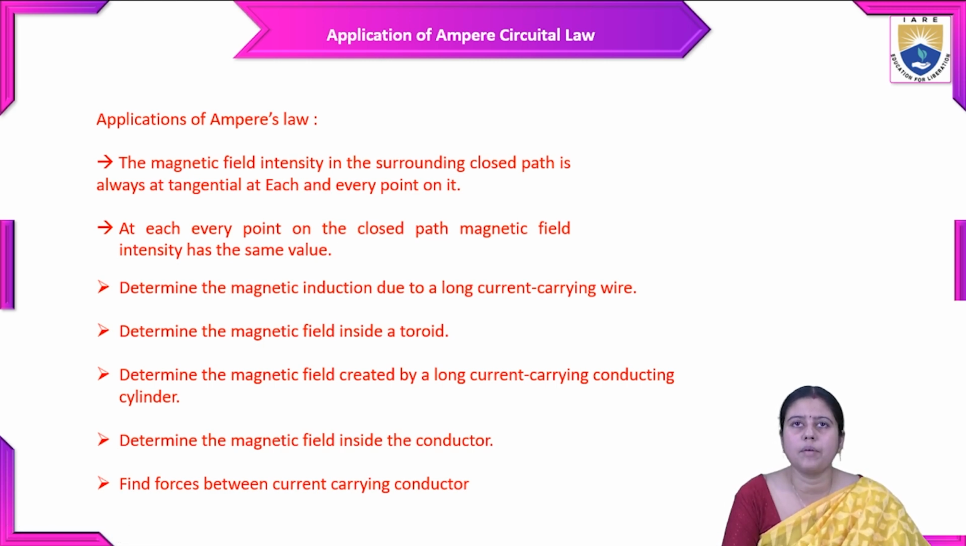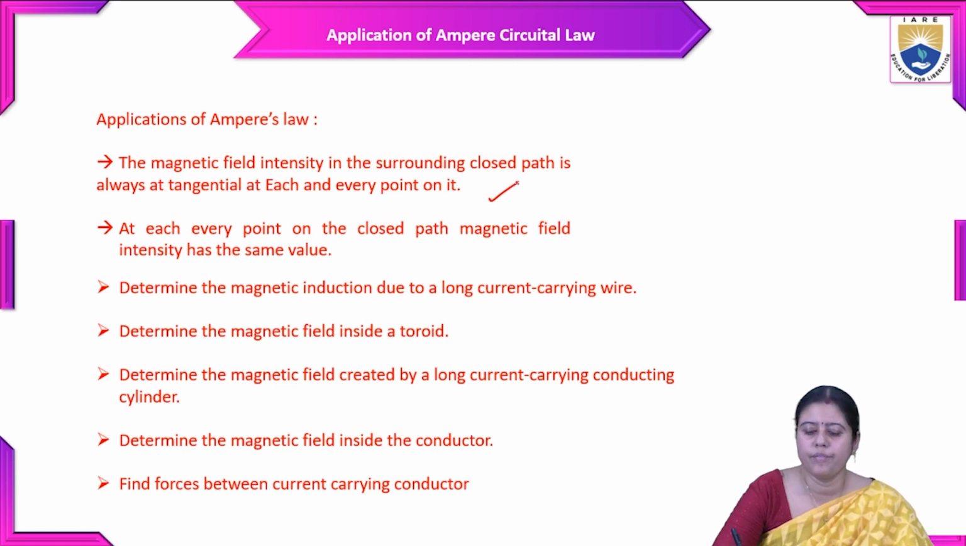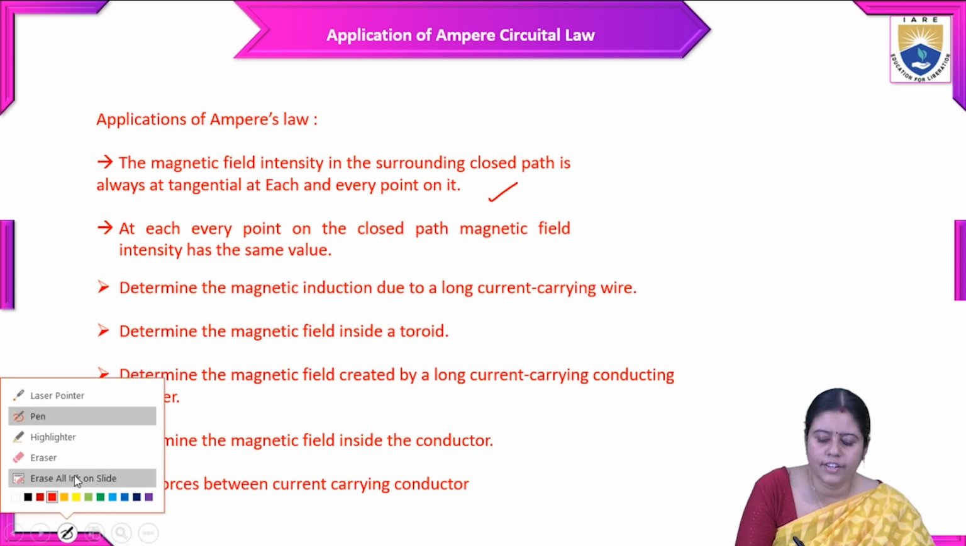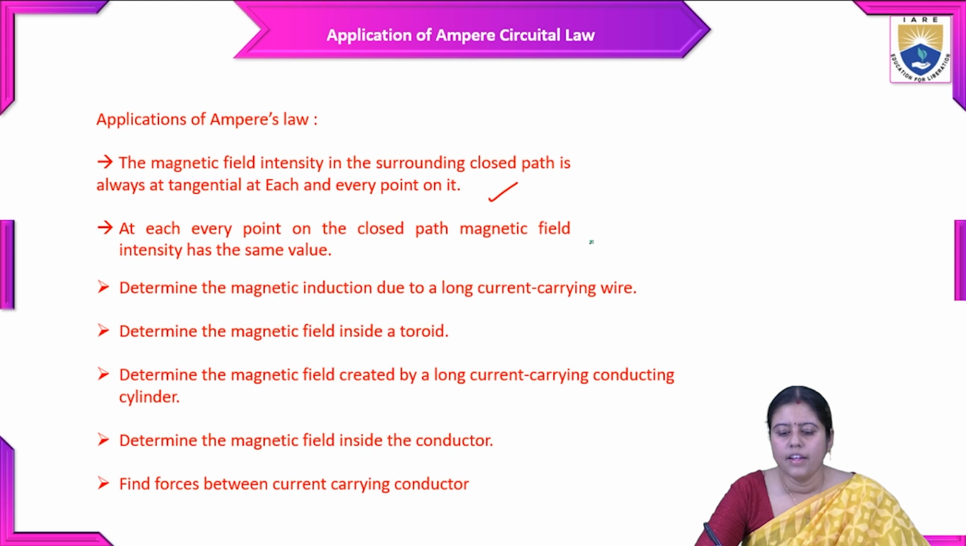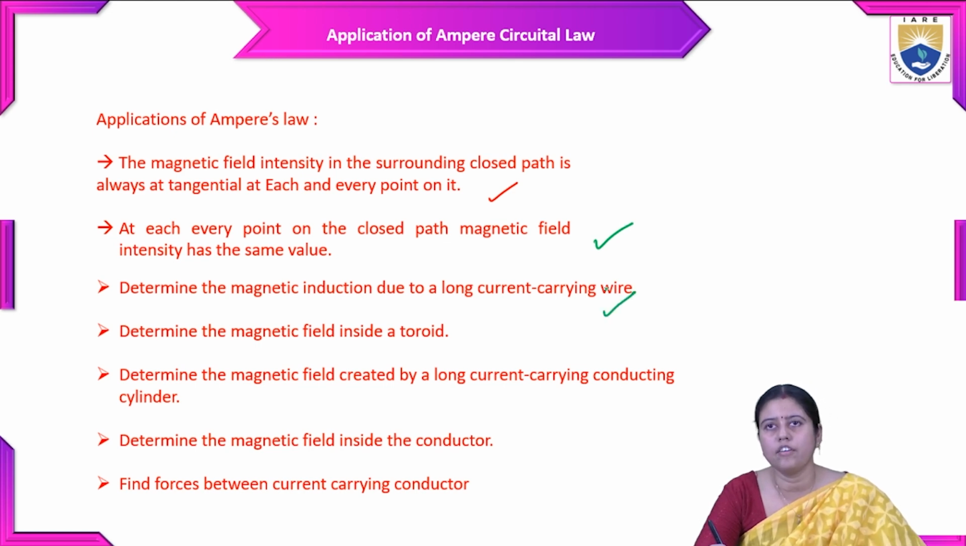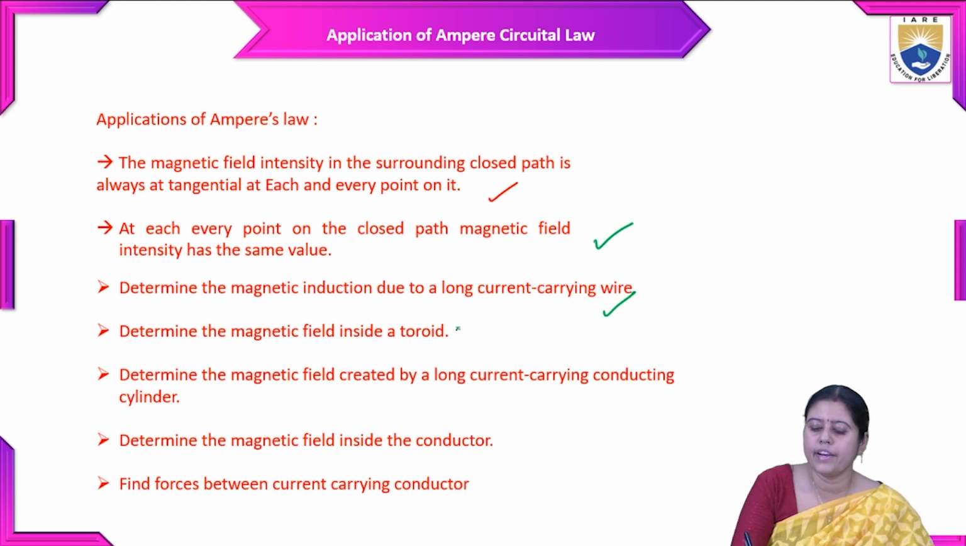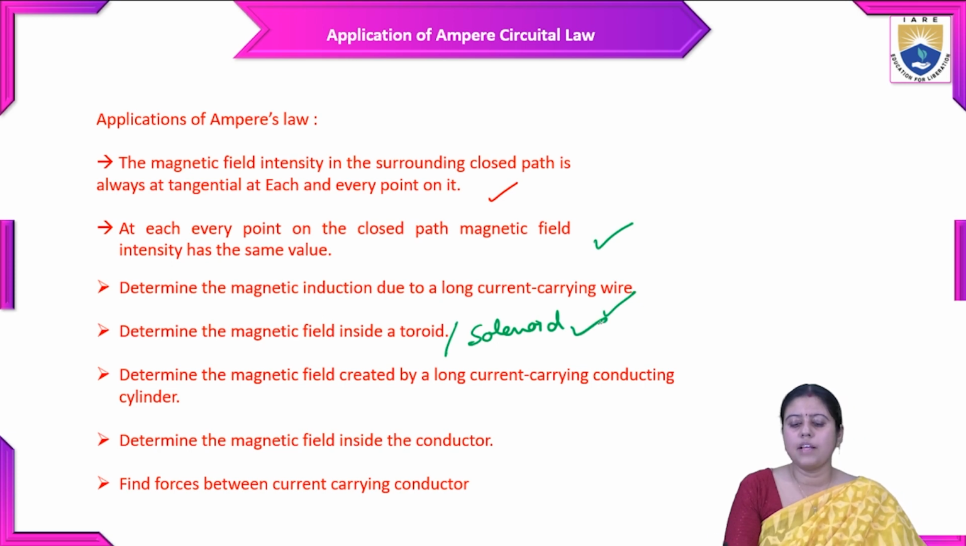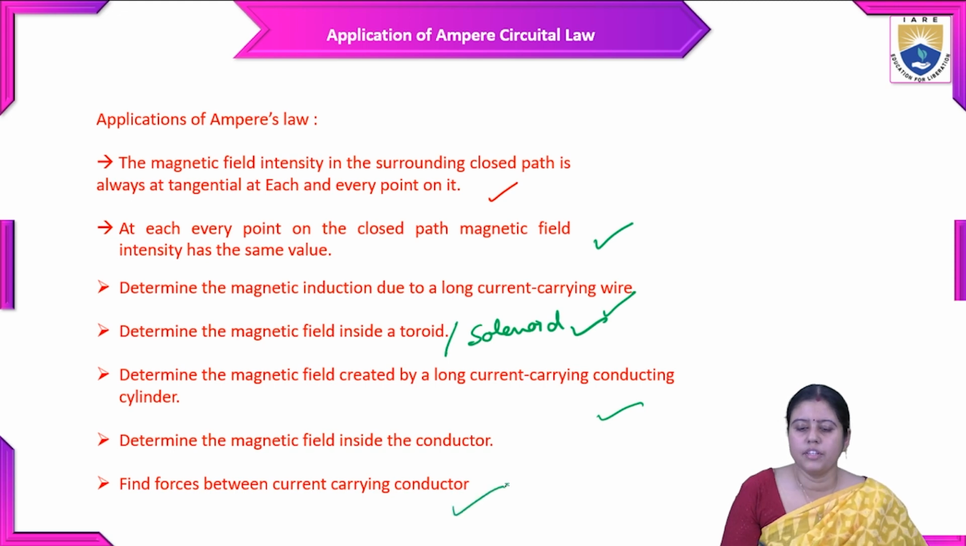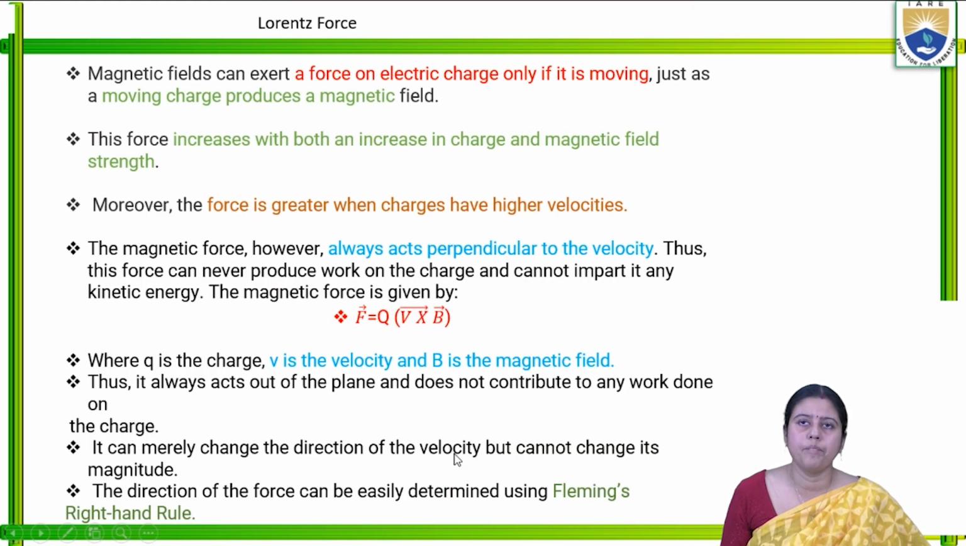So what are the applications of Ampere's law? The magnetic field intensity on the surrounding closed path is always tangential at each and every point, and it has the same value at each point on the closed path. We can determine the magnetic induction due to a long current-carrying conductor, and the magnetic field inside a toroid and a solenoid. We can also find the force between current-carrying conductors. So these are the applications of Ampere's law.